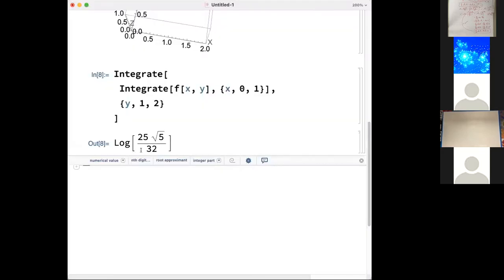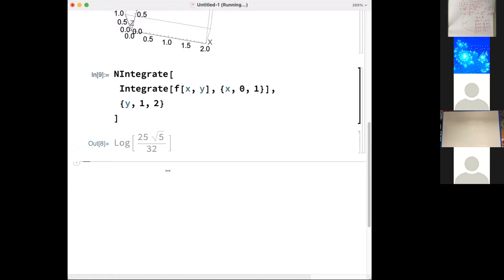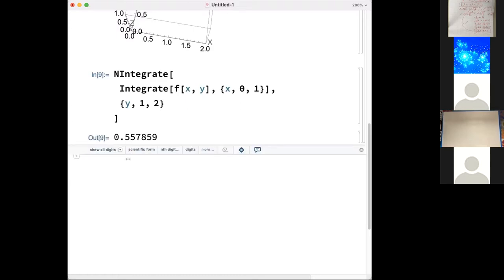So this is actually the same as our answer. And if I wanted to check that, remember, there's a couple things I could do. I could force numerical integration. Let's see how Mathematica is working on that. And then I could compare it to my answer, which was 5 halves log 5 minus 5 log 2.